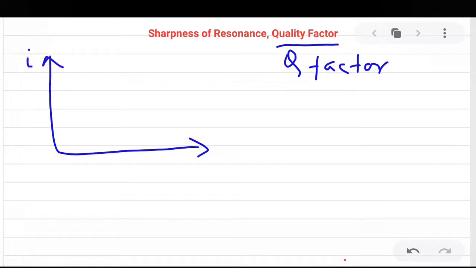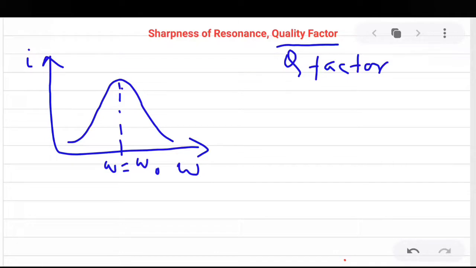Now see, in the series LCR circuit we have seen the graph between current and angular frequency. At resonance frequency, the current acquires a maximum value. Suppose this is the resonant angular frequency, omega is equal to omega naught. At this frequency, the current will be maximum, and that maximum current was V by R.